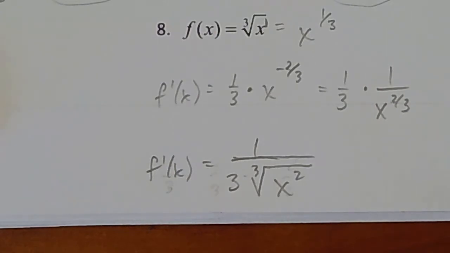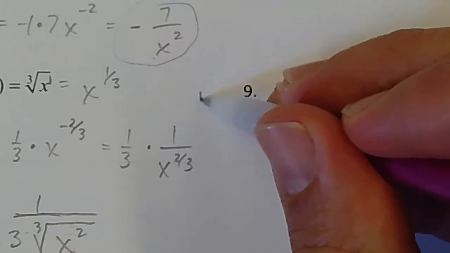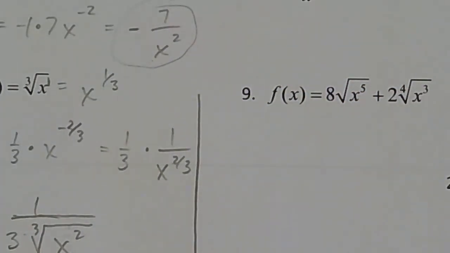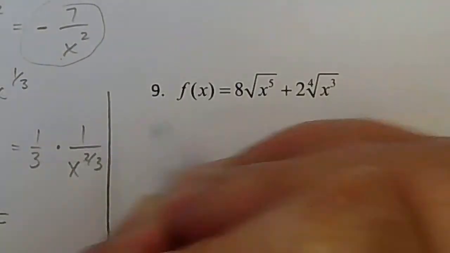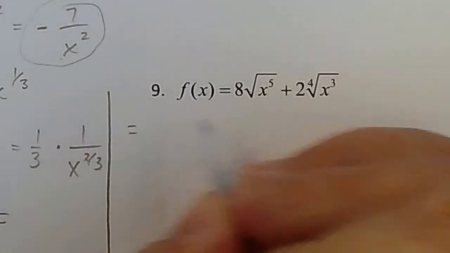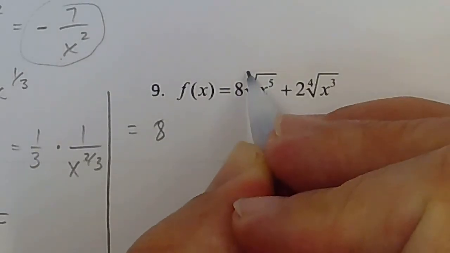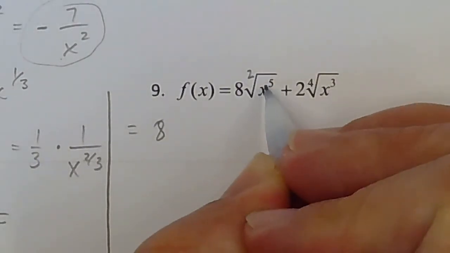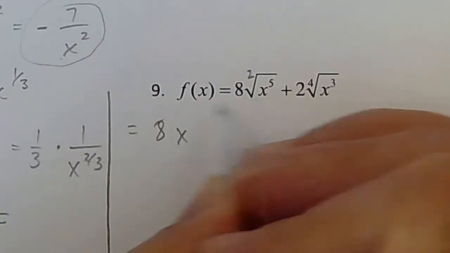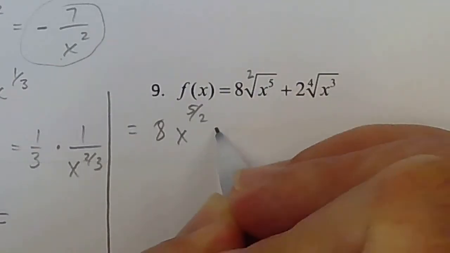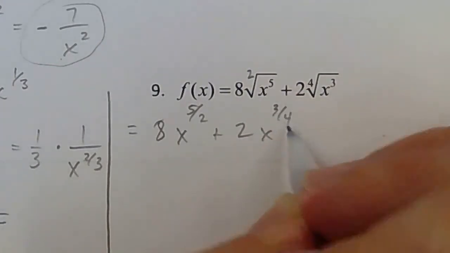All right, let me show you 9. For 9, we need a little more room, so I'm going to scoot it over a little bit. Okay, so I'm going to put this in exponential form. So we get 8. Remember, this is a square root, so if it's not there, that can be tricky. Maybe write 2 in there if you want. So I have 8x raised to the 5/2 plus 2 times x raised to the 3/4.